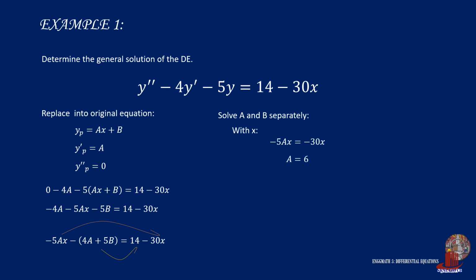Starting with terms with x, we have negative 5ax is equal to negative 30x, giving us a as 6. With the group of constants, negative 4a plus 5b is equal to 14. Plug in a as 6, leaving b as the only unknown, and it is computed as negative 38 all over 5.